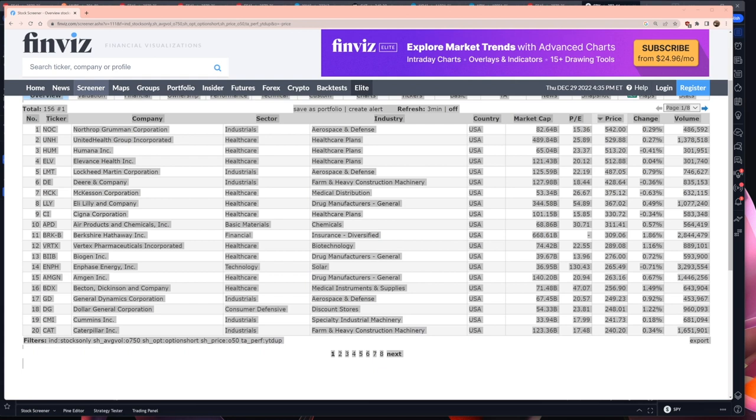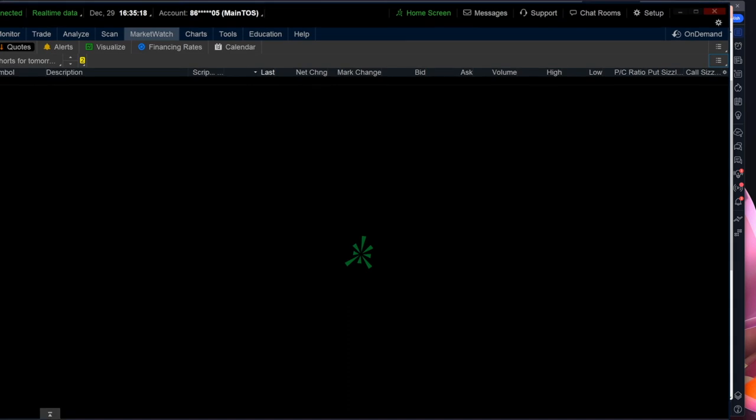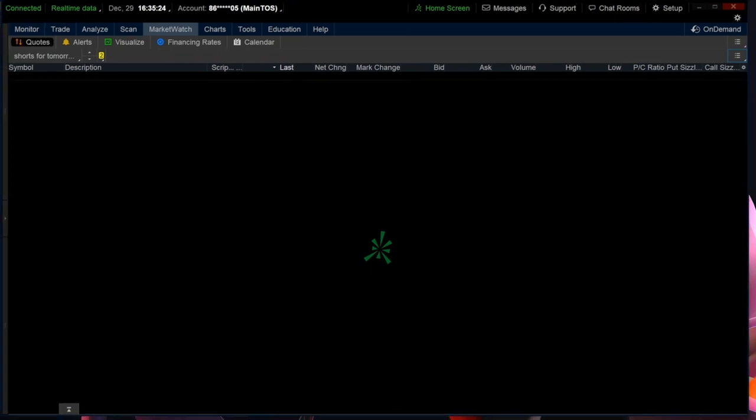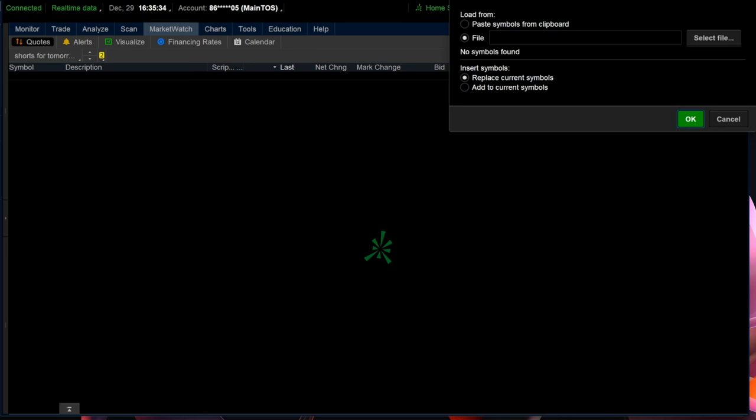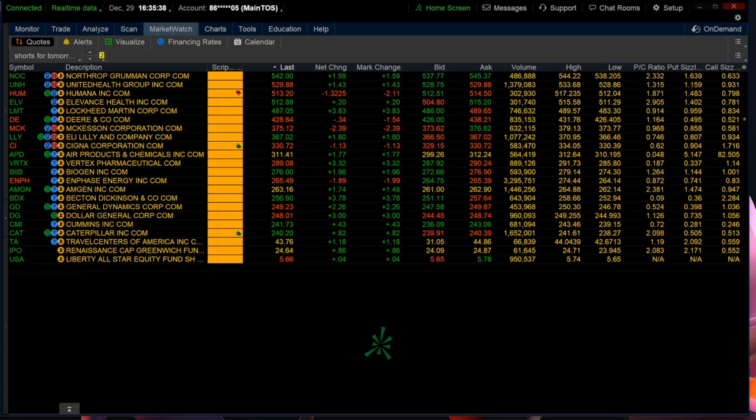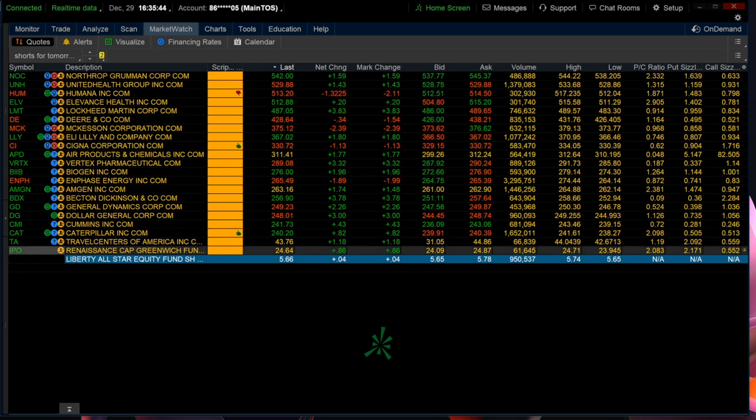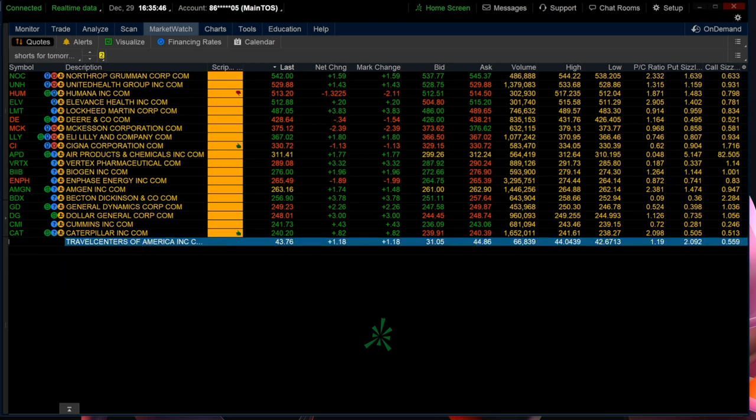All right. So here is your shorts for tomorrow. Now, this isn't guaranteed. This is a creative idea. Just in case the market goes down tomorrow, these will probably be the first to go down. So now you copied. Now what you do is you go to import. Paste from clipboard. And there they all are. Now it's going to have some funky ones. Remember, I did over 50. So any of them under 50 are just anomalies. You want to take those out.